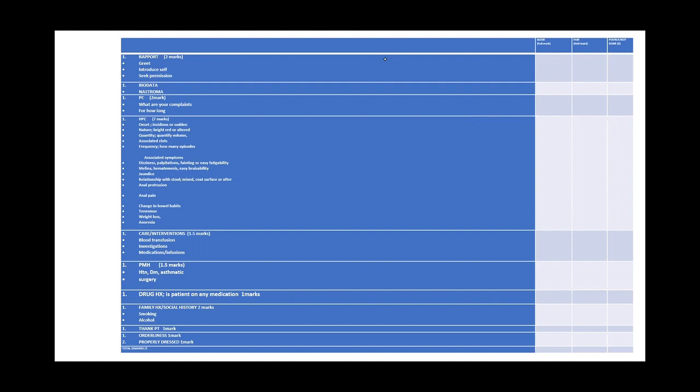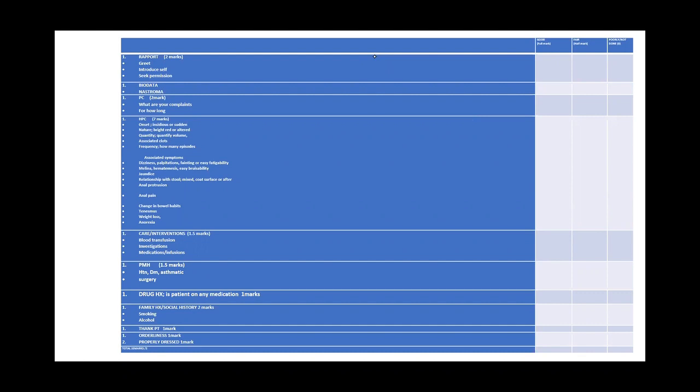You want to ask if there is associated anal pain. Okay? You want to ask if there is change in bowel habits. You want to ask if patients have tenesmus, weight loss, anorexia. You can see all these symptoms are related to bleeding in the gastrointestinal tract.